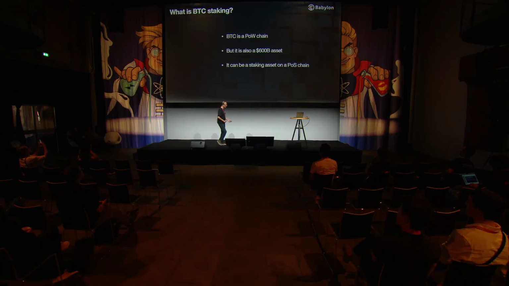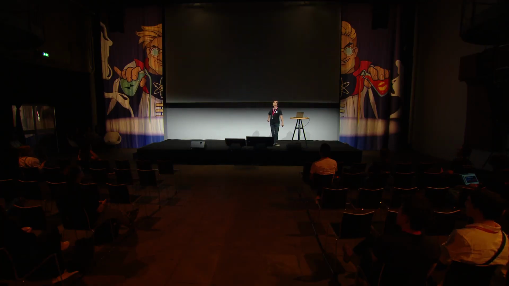All right. So what is BTC staking, right? So 3 things we observe, all right? One is that Bitcoin is a proof-of-work chain. But it is also a 600 billion asset, okay? So why not use it as a staking asset on a proof-of-stake chain? So that is the 3 basic things.